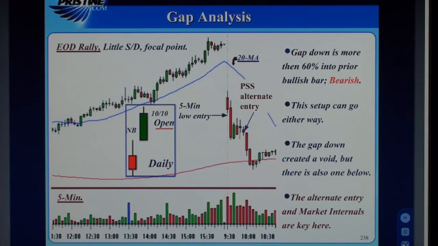Here we have a significant gap down from a bullish pattern. Now in this case we had an end of day rally, so there's little resistance overhead here. This is why we're using the alternate setup in this case. While you could have shorted it under the first 5-minute bar's low, that's going to be a more aggressive entry. The alternate setup creates a new area of resistance, so shorting a PSS from there offers us a lower risk or more conservative entry, looking for prices to drop. But we want to look at market internals here, and alternate setups are going to be the key to higher probability setups.